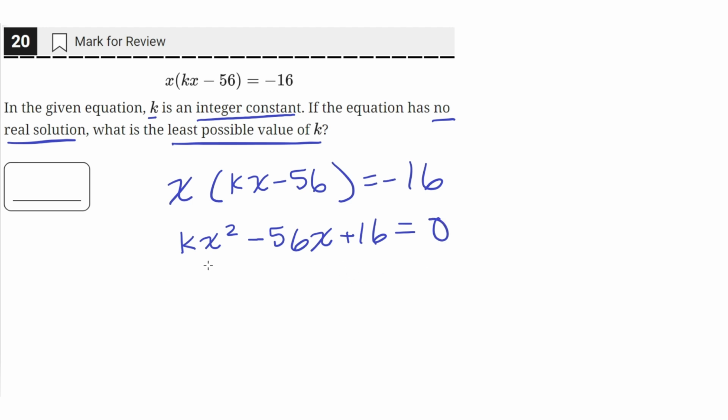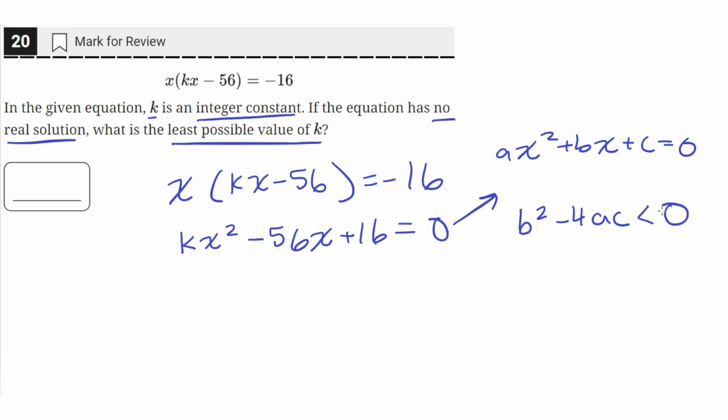Okay, so now we can see we have a quadratic of the form ax squared plus bx plus c equals 0. And that's good. So we can just use the fact that this is a quadratic to find the discriminant. So the discriminant is equal to b squared minus 4ac. And an equation has no real solution when the discriminant is a negative number. So when the discriminant is less than 0.